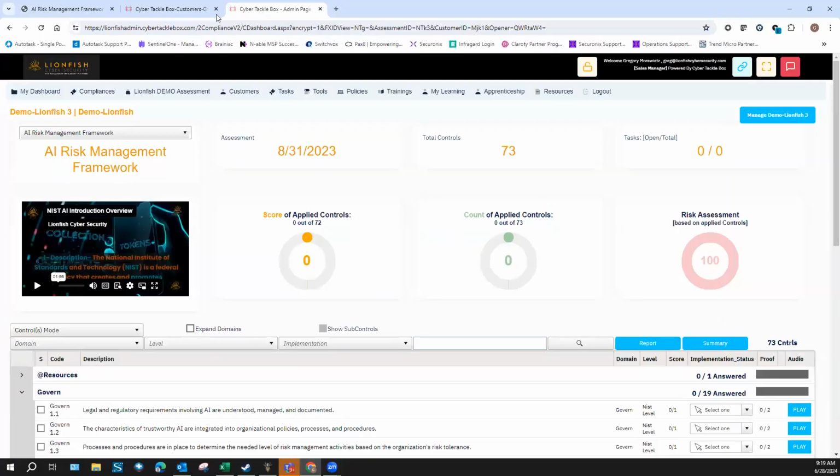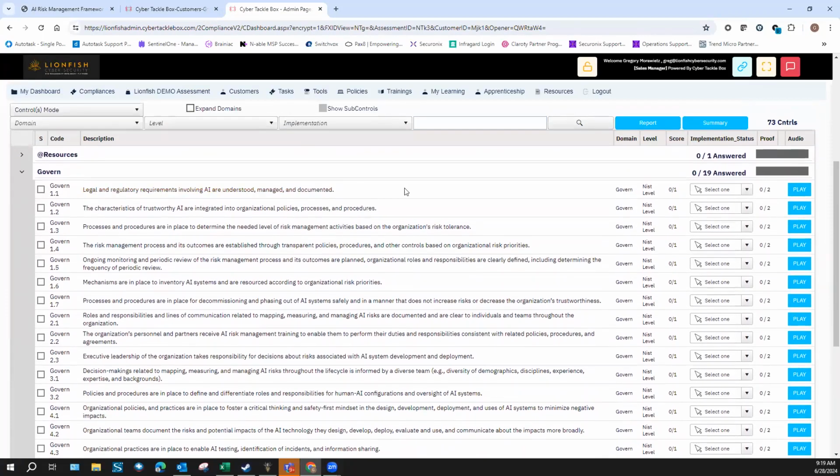Now let's go into some of the controls that these talk about. Legal and regulatory requirements involving AI are understood, managed, and documented. So that was the document we just looked at. So if you look at that document and you paste it in here as your evidence that you understand what's going on with AI, how to understand, manage, and document it, that's what we just went over. You can meet that control number 1 with that particular document and that particular framework.